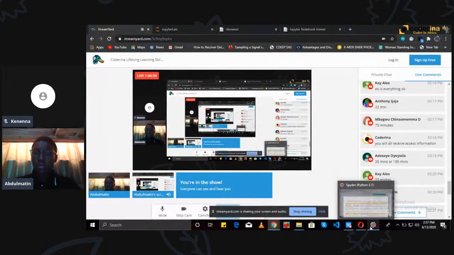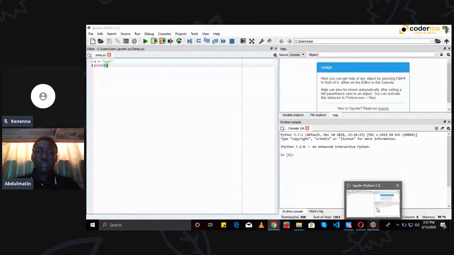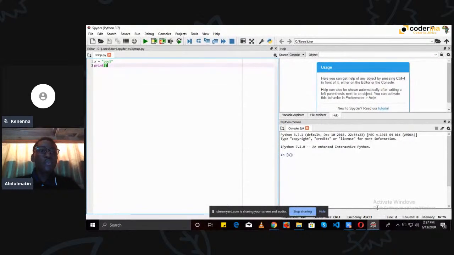Okay, so this is what our spider is going to look like. This is our spider application, running on Python 3.7. I've written an example here, which is x is equals to cool. Then I want it to print x.